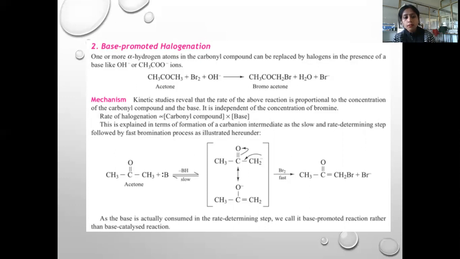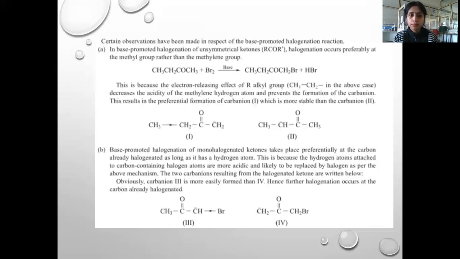So if we see the mechanism, first the base is adding, and then bromination is happening, which is the fast step. Now, the base is actually consumed in the rate determining step, so we call it a base promoted reaction rather than a base catalyzed reaction. If the base were regenerated at the end of the reaction, we would call it a base catalyzed reaction, because the catalyst does not itself undergo any change, it only participates and then comes back. But since here it is being consumed, we call it a base promoted reaction.